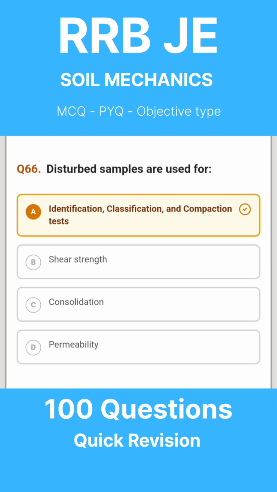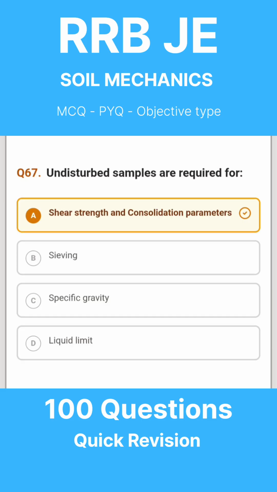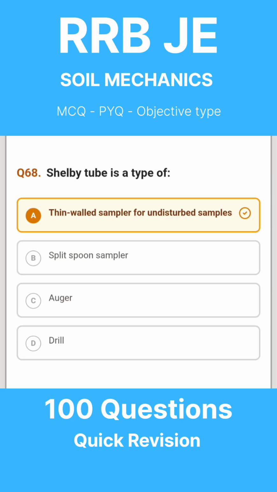Question 66. Disturbed samples are used for? The correct answer is identification, classification, and compaction tests. Question 67. Undisturbed samples are required for? The correct answer is shear strength and consolidation parameters. Question 68. Shelby tube is a type of? The correct answer is thin-walled sampler for undisturbed samples.